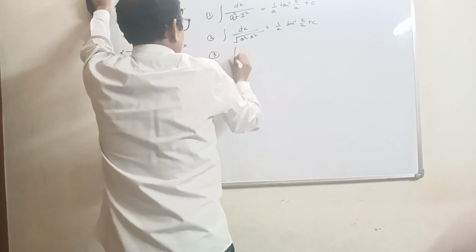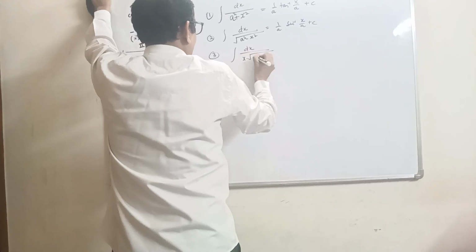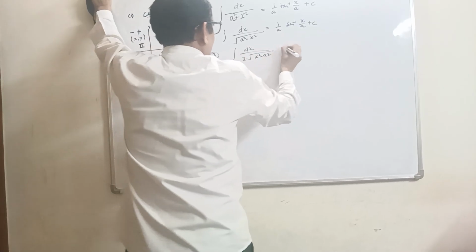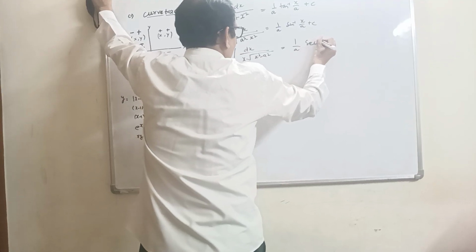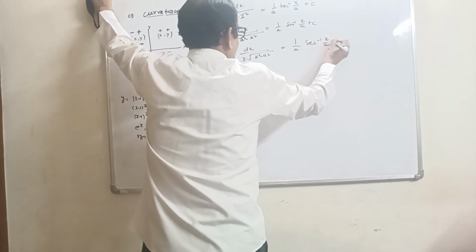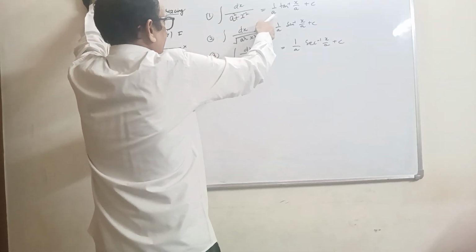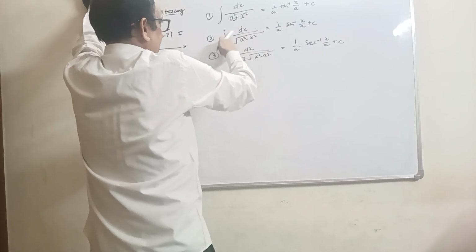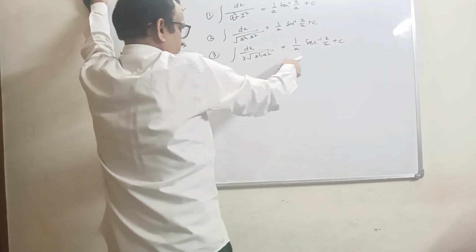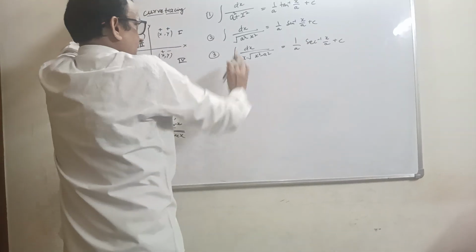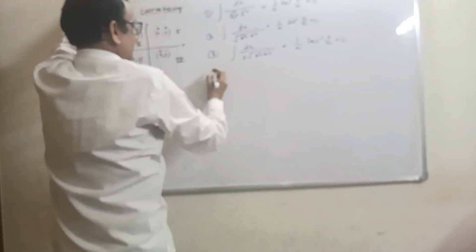Third is integration of dx upon under root x square minus a square. This becomes 1 upon a sec inverse x upon a plus c. Here, if we change the sign, this becomes 1 upon a tan inverse x upon a. Here with a minus sign, 1 upon a cos inverse x by a. Here with a minus sign, 1 upon a cosec inverse x by a. They change the trigonometric function.